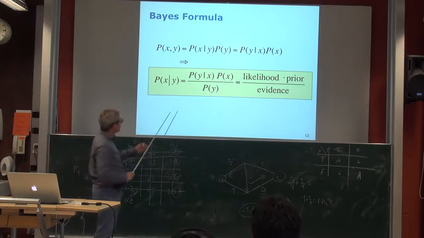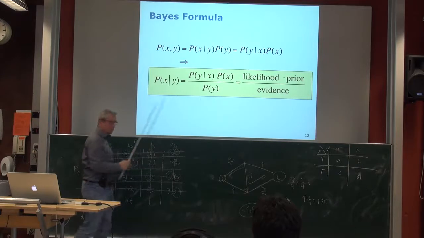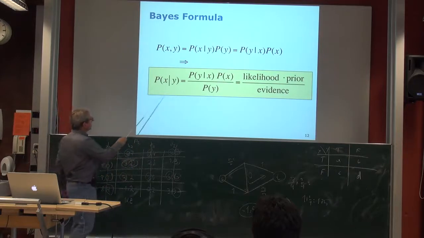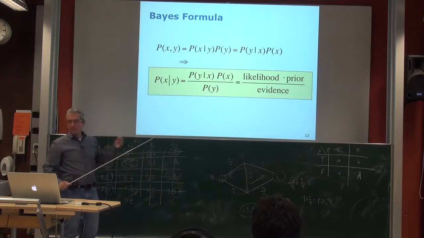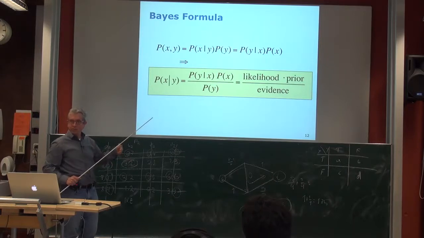And these terms over here have specific names. The left-hand side part is the posterior, simply because we are interested in the probability of x given that we accumulated information y. It is the outcome of that information, or how the information y changes our belief about x.